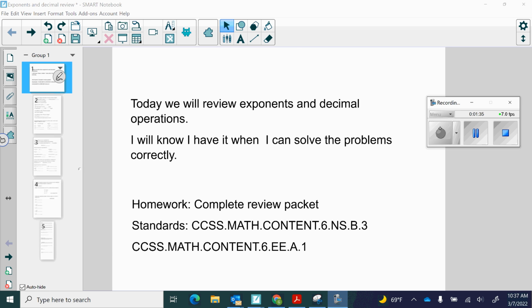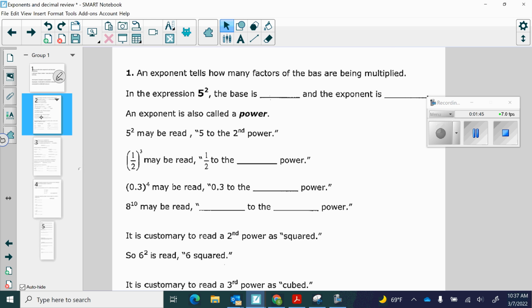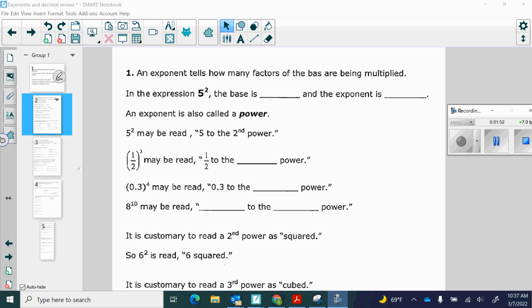All right, as I said, today we're going to be learning more about exponents, or reviewing how exponents work, and we're going to be reviewing operations with decimals. So let's look at your first page of your packet. Let's review some vocabulary for our exponents.